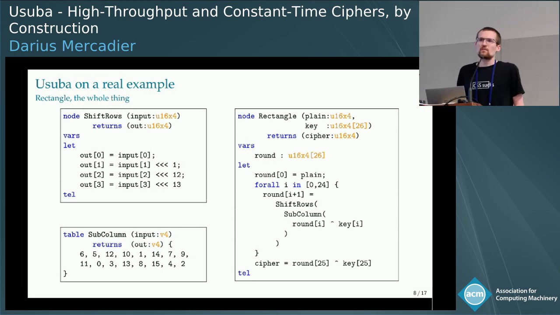Now, if we take a step back and look at the whole code for Rectangle, it fits in a single slide, which is pretty nice to have a cipher in just a slide. Now, some of you may think, well, I'm pretty sure you can write equivalent code to this in C, and it won't be really awful. I don't see what you're talking about. Indeed, ShiftRows, you can write a bunch of assignments. SubColumn, just a few bitwise instructions. Rectangle, you could write a for loop to do your 25 rounds of ShiftRows, SubColumn, and XORs.